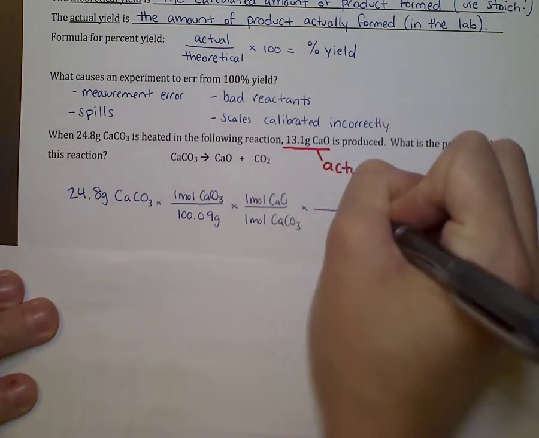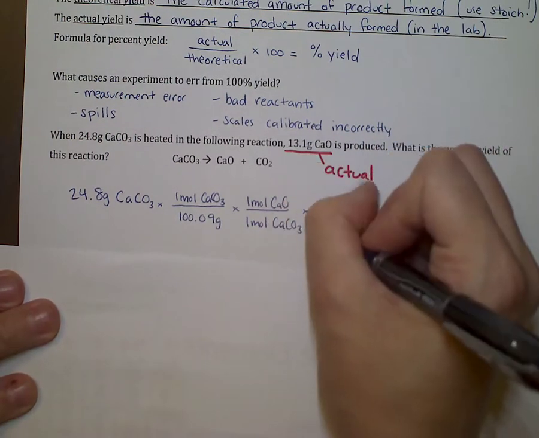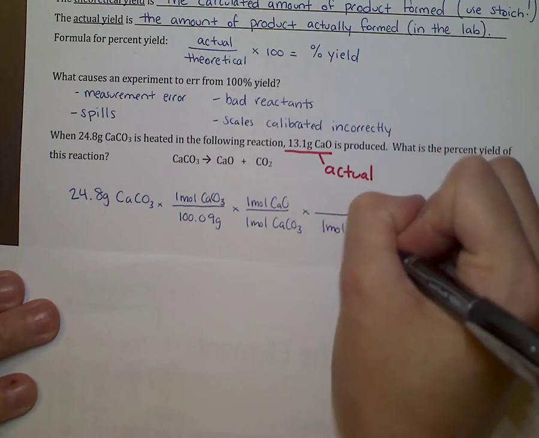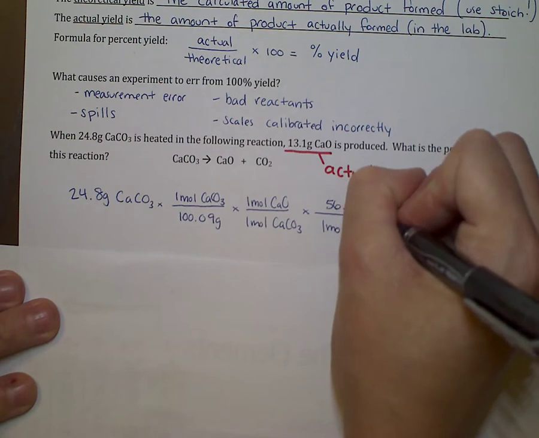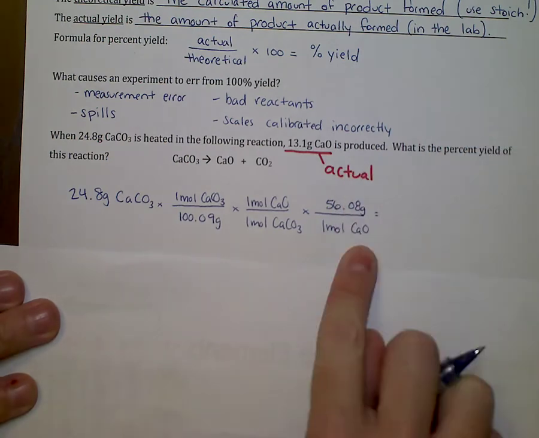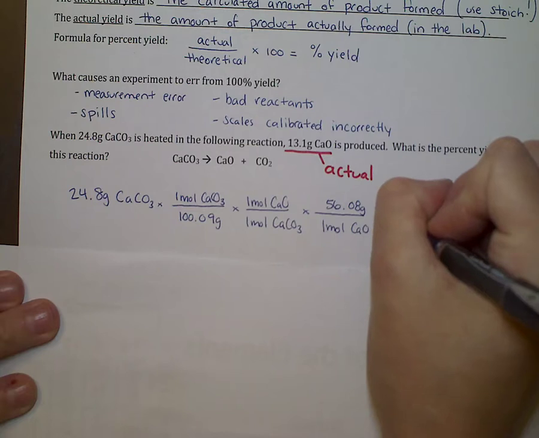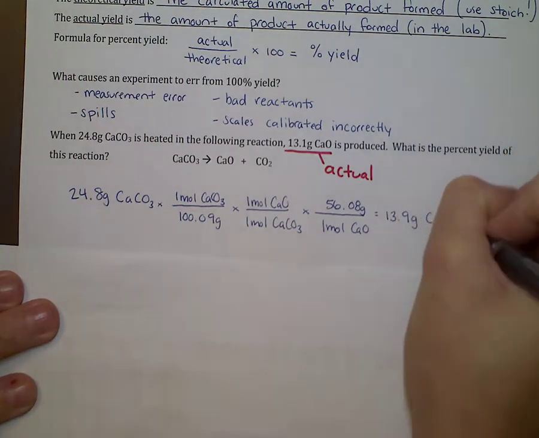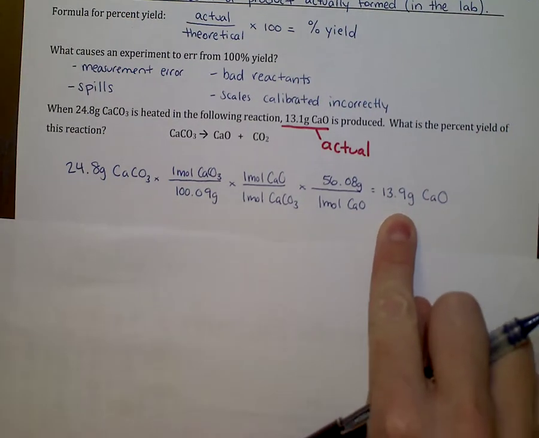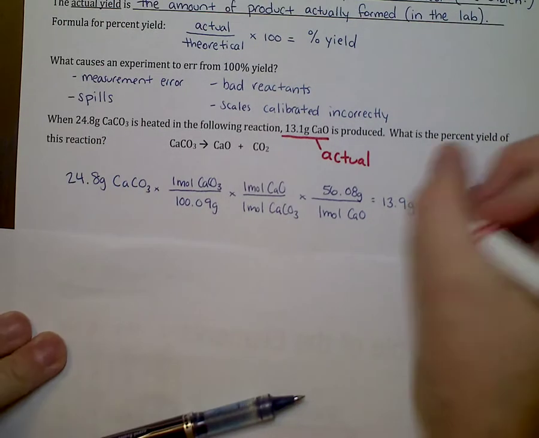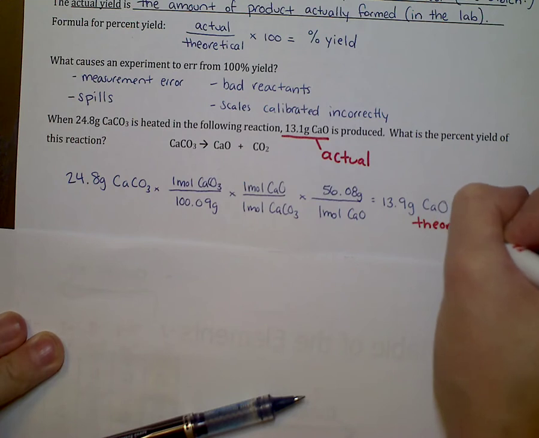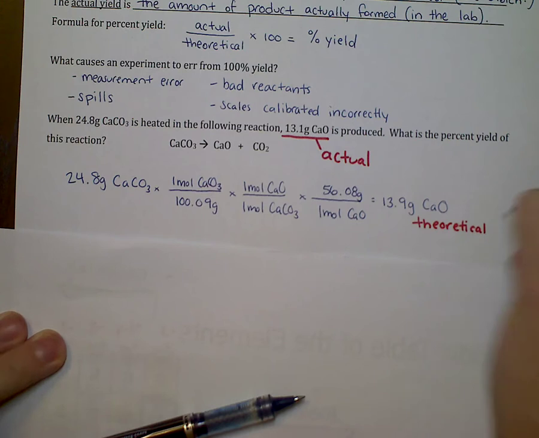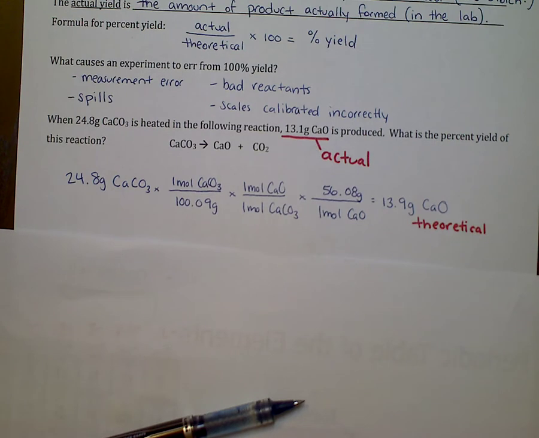And we need to get that into grams, so now we're in calcium oxide. 1 mole of calcium oxide has a mass of 56.08 grams. Crunching this stuff out, we'll find that we could make 13.9 grams of calcium oxide in the perfect world. So this value represents the theoretical value. If we had no error whatsoever in our lab, this is how much we theoretically could make. So we have our theoretical mass and we have our actual mass.